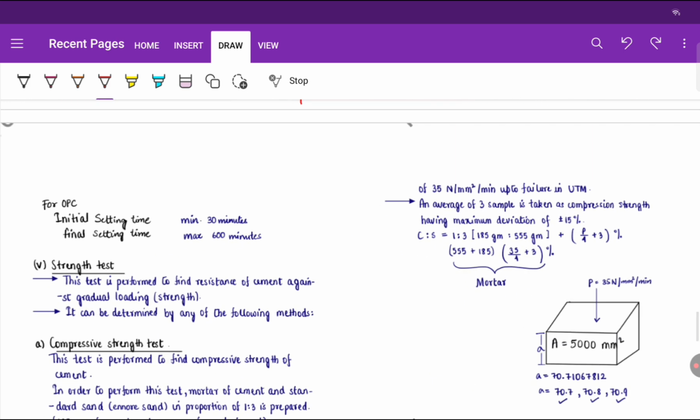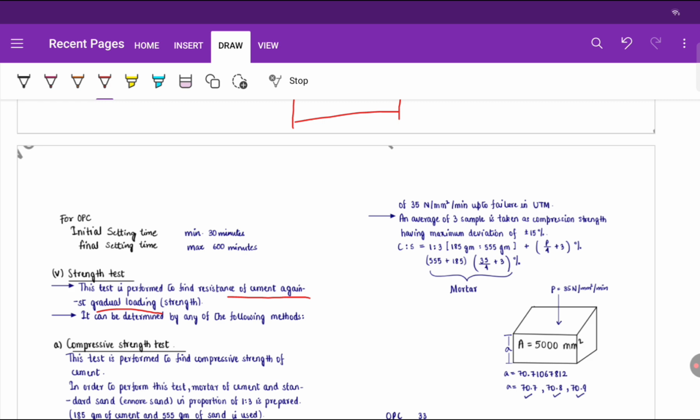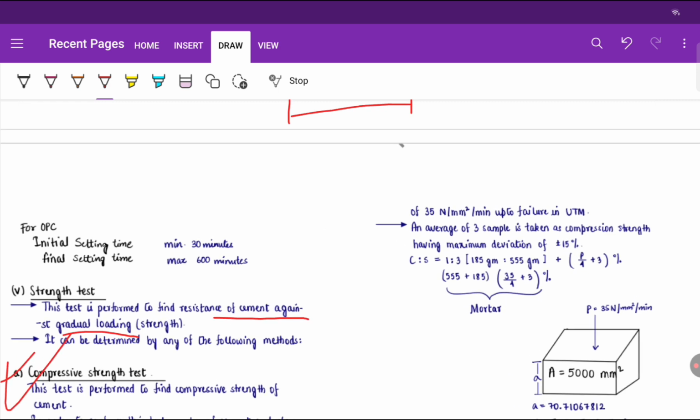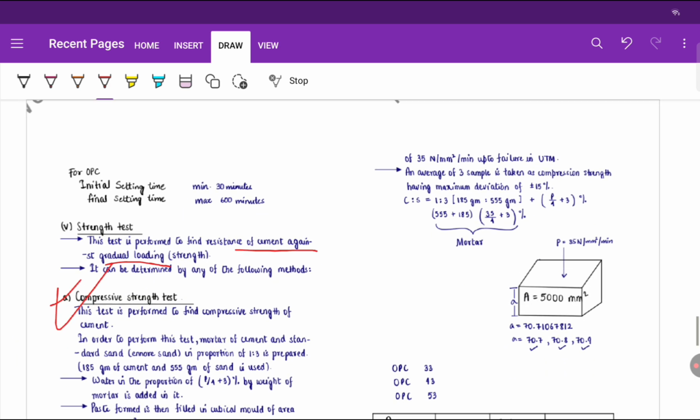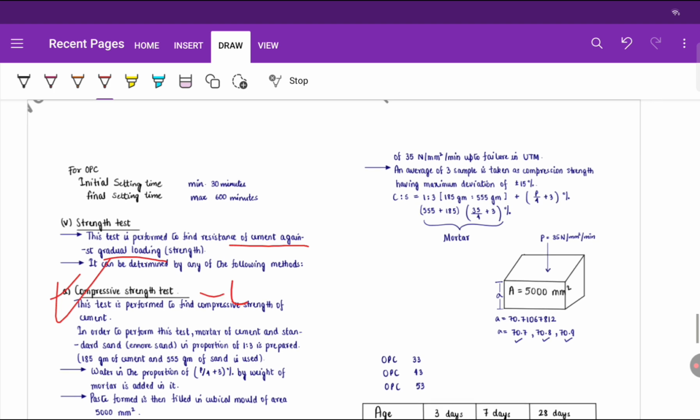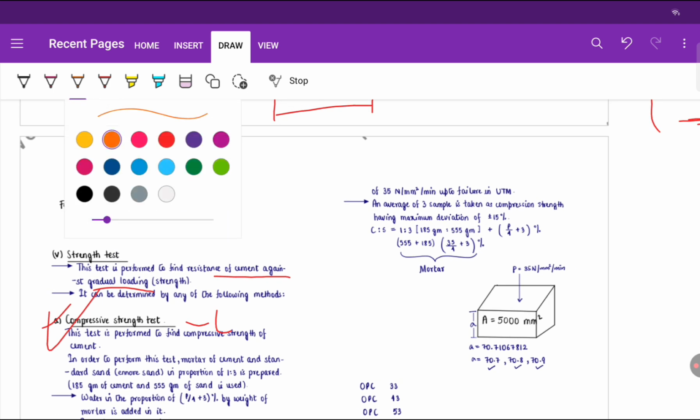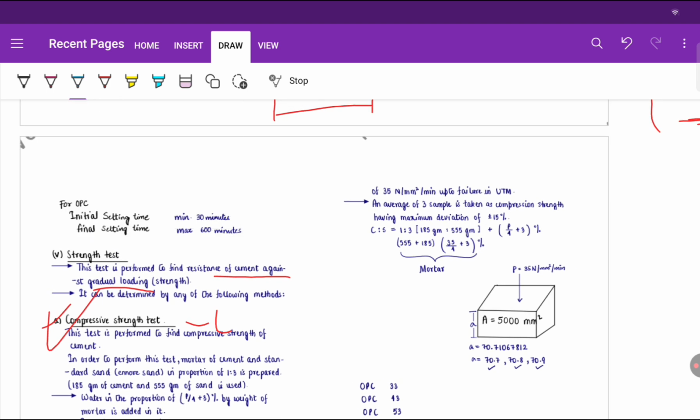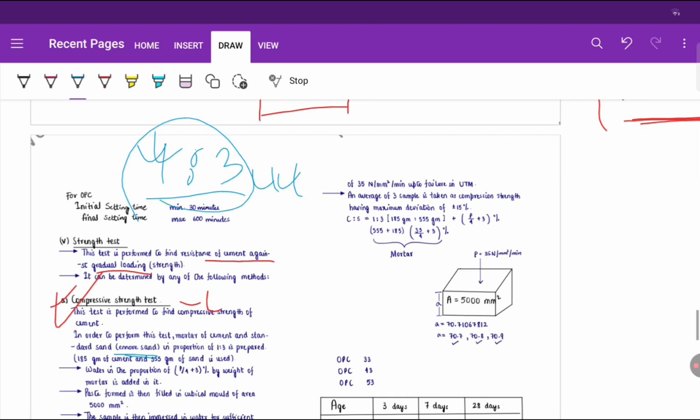Now, compressive strength test. Compressive strength is done to find the resistance of cement against gradual loading. Gradual loading means compressive strength, right? That is called compressive strength of cement. So for that purpose, we need cement and sand, right? 1:3 proportion, we mix cement and sand. We use standard sand, that is called Ennore sand. So we mix in 1:3 proportion.